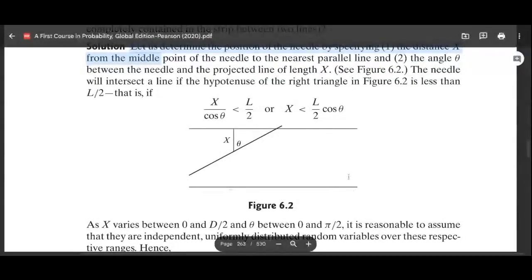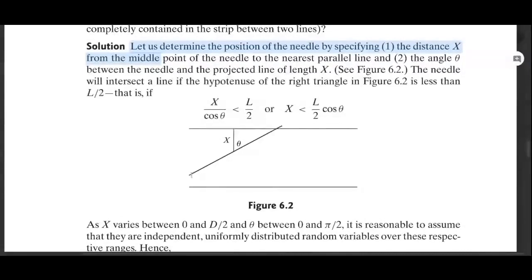So this is two lines, the distance is d, and if the needle only lands on one of them, we can consider this situation. Draw this triangle, consider the needle forming an angle with this, which we call x. So this is saying x over cosine theta is less than L over 2. What is this? Because cosine theta, from this one to this one is less than L over 2. Right, if you can see my cursor.